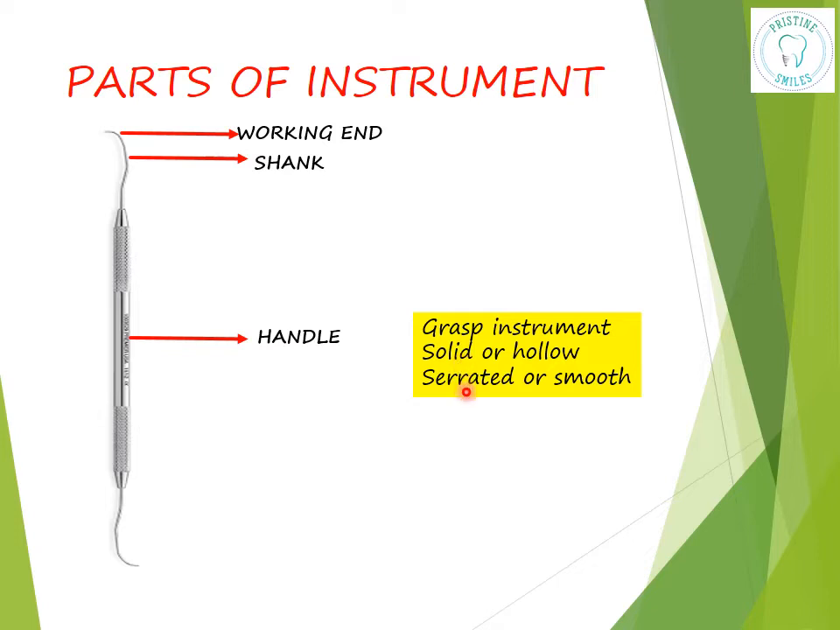Sometimes the handles may be serrated or smooth. The serrations help in better grip and it allows better control of the instrument. If the handle is smooth, the chances of instrument slippage are more.